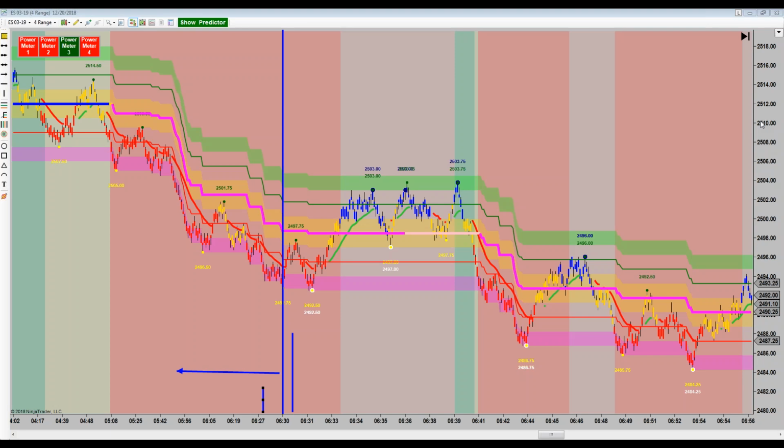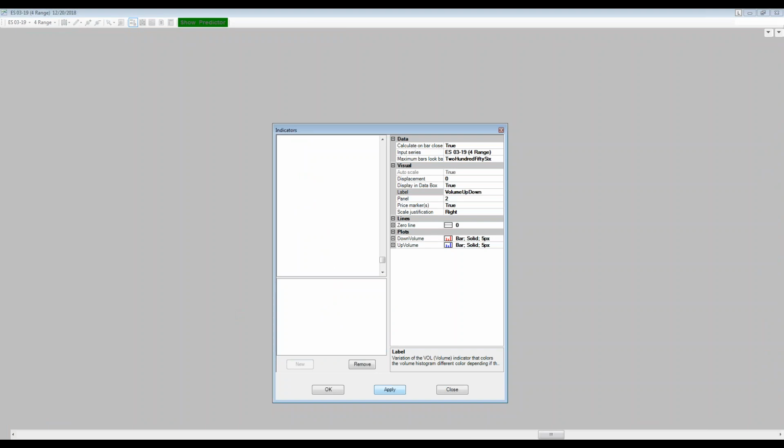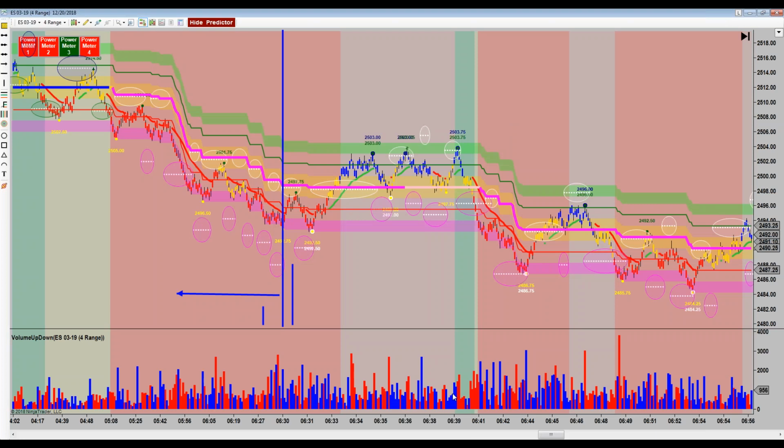Oh, this volume thing's locking up my chart. Spinning top, not good. Oh, I shouldn't have done that. A dumb move. My apologies, everybody. There you go.